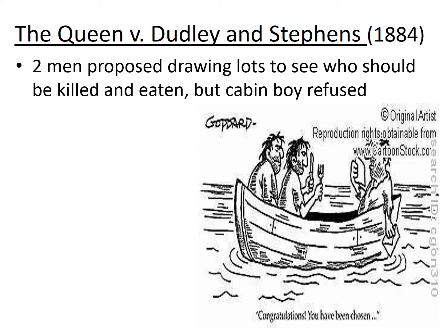Well, the cabin boy didn't want that, and I think this cabin boy is pretty smart. He knew that these two men were going to rig the contest against him, and he would be the one that would be killed and eaten. So he refused to participate in this game.